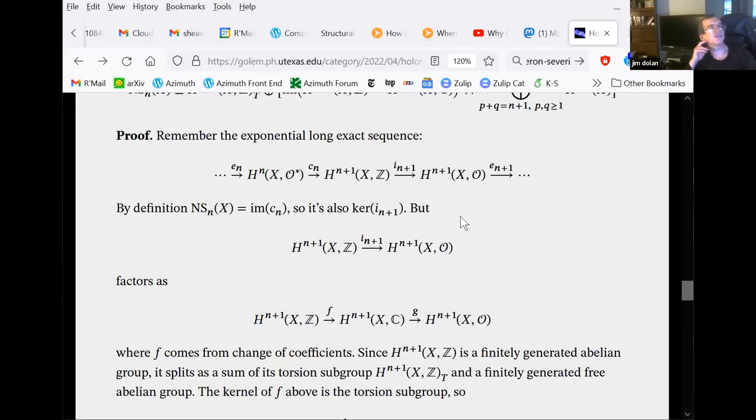This is from the n-Category Café. I think it's good to start at the beginning of the proof rather than to show you what it is that I'm trying to prove. As you're talking, I am making some attempt to compare what's on your screen now to what's on my screen that you can't see. So here's this exponential long exact sequence.